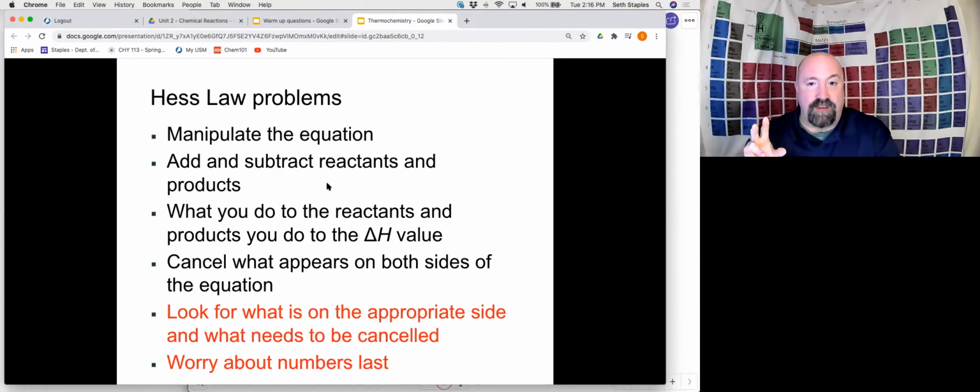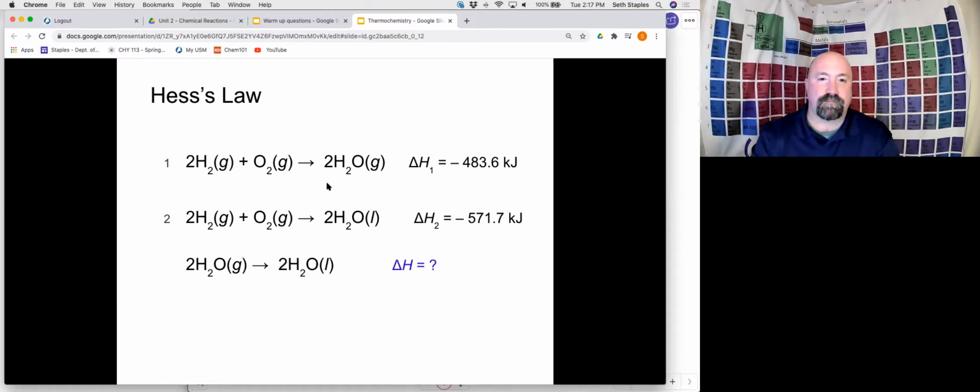At that point, we can actually look at adding up our delta H values. At any time that we manipulate an equation, we have to perform the appropriate manipulation to the delta H values as well. And then we add everything up. So again, I know that doesn't make a lot of sense, but I like to list out the rules, what we're going to do. Let's look at an example now.